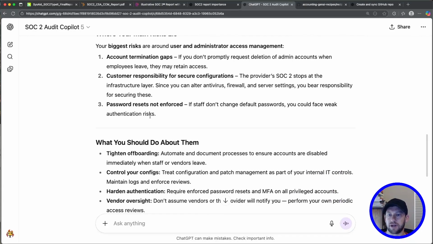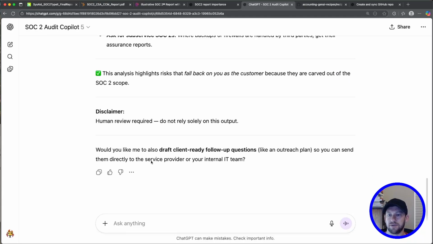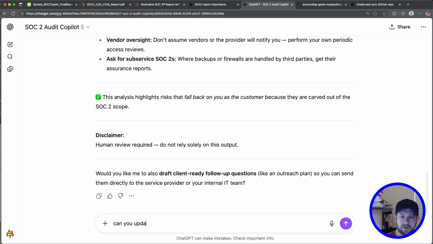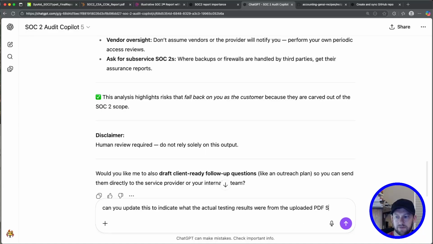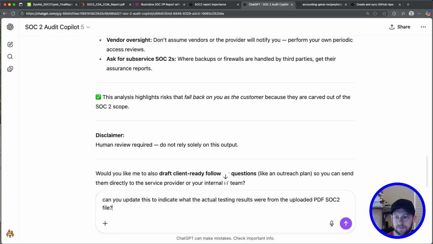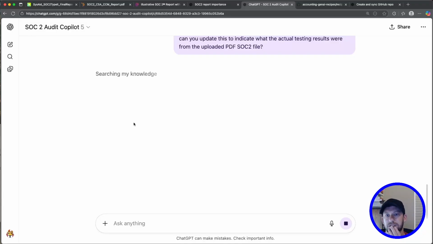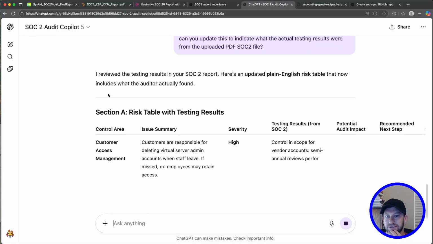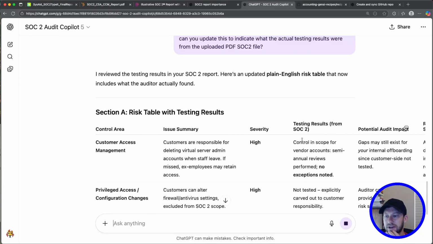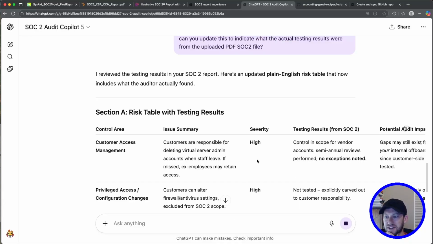I'm curious. So what I'm going to ask is, can you update this to indicate what the actual testing results were from the uploaded PDF SOC 2 file? Because I'm curious if it actually gave the results from the SOC 2 file. Okay. All right. So yeah, this is a high severity area if the issue is not mitigated.